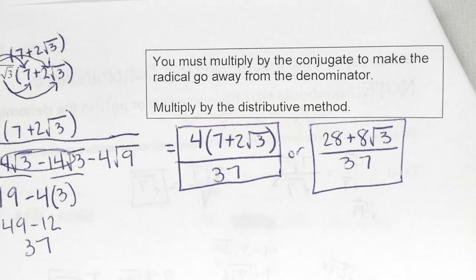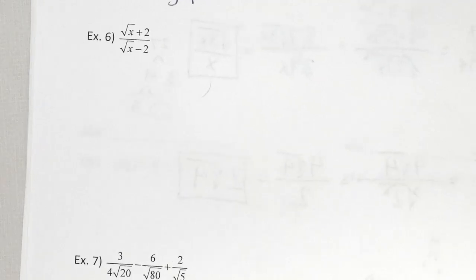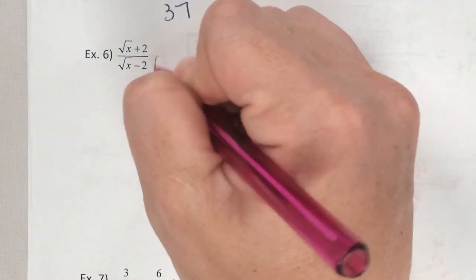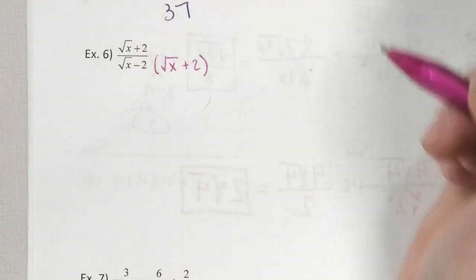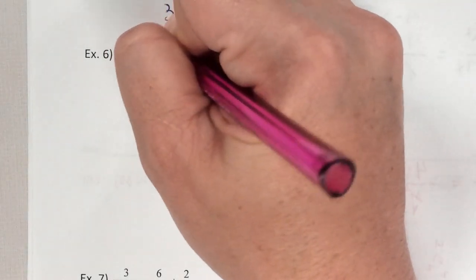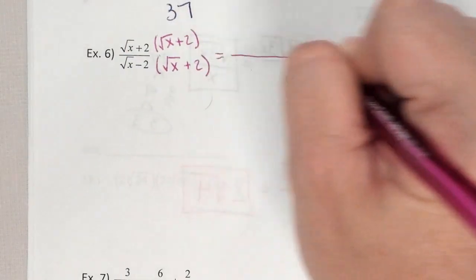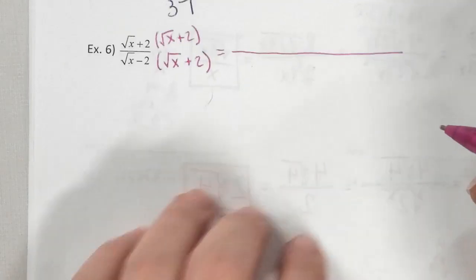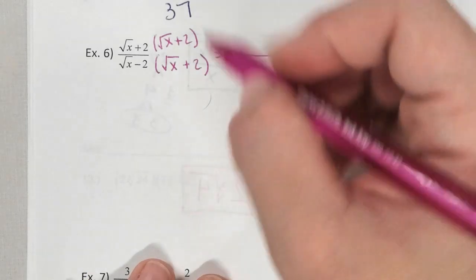So looking at number 6, what are we going to multiply by to cancel our radical in the denominator? What is the conjugate of the denominator? It's going to be the square root of x plus 2. What I do to the bottom, I also have to multiply by the top. And we're going to focus on one level of this at a time. So knowing that, we're going to do the bottom.